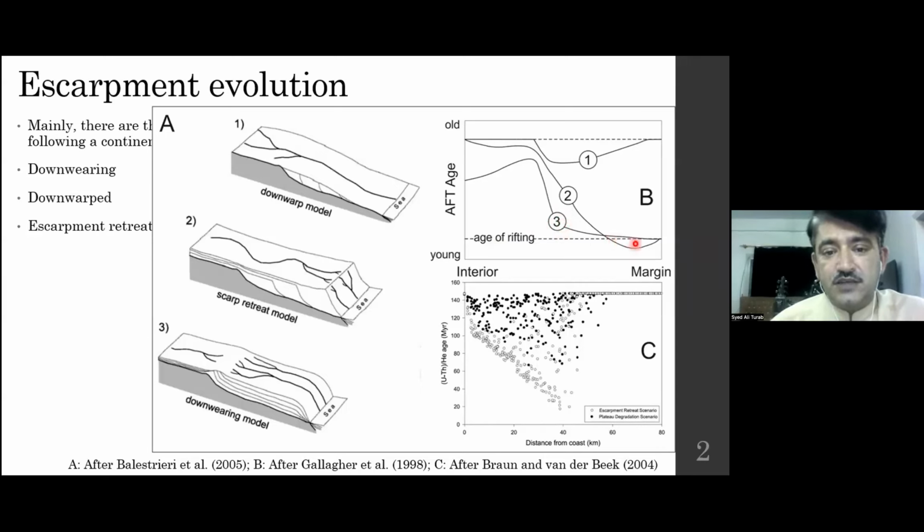Similarly, figure C shows predictions of the apatite helium ages for the down-wearing and the scarp retreat models. The key here is the location of the samples giving the youngest ages. In the scarp retreat model, the ages show a gradual decrease, or younging, from the coast towards the base of the present-day escarpment, whereas in the down-wearing model, the youngest ages are found halfway between the escarpment and the coast.